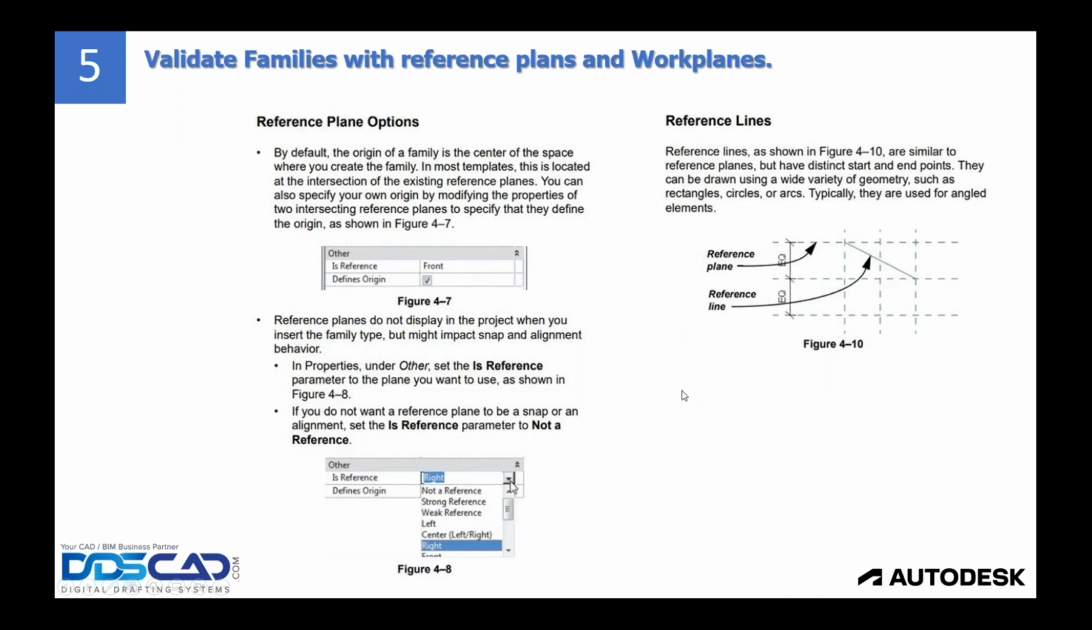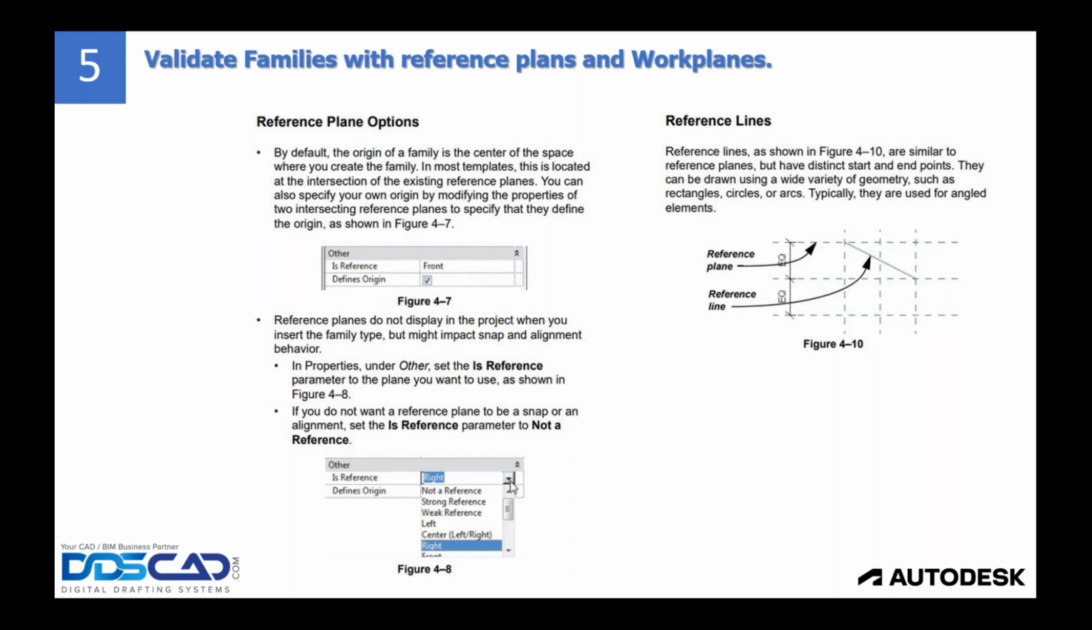Finally, once we start to work with those parameters, we validate those families by using the work planes, the reference planes, and dimensions. Those are the powerful tools we have in the family editor to create any kind of family, whether it's architectural, structural, mechanical, electrical, or plumbing. So we use these and then we validate that.